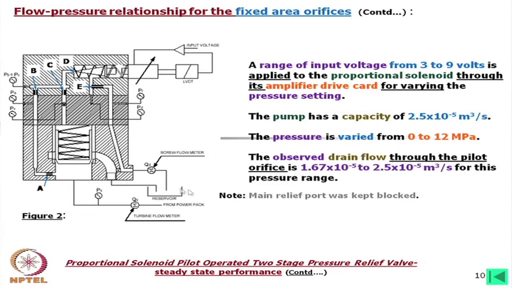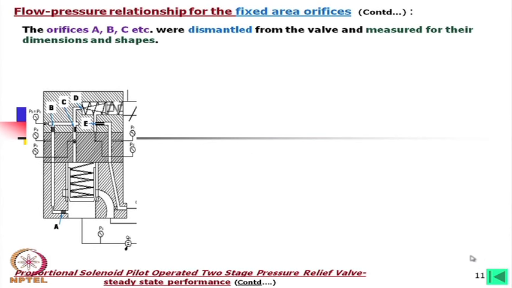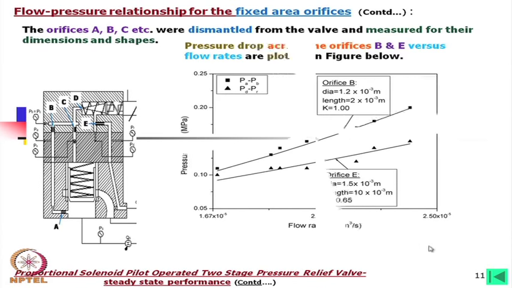The main relief port was kept blocked. If you look into this, this was kept blocked so that all the flow goes through this. Now, keep in mind that if we keep this blocked, then this will not function. So, this flow will come, it will try to open, but this will not function. So, all the oil will go through this, and our purpose of finding the CD will be achieved. Now, A, B, C, etcetera, we had dismantled from the valve and measured their dimensions, everything we had measured.